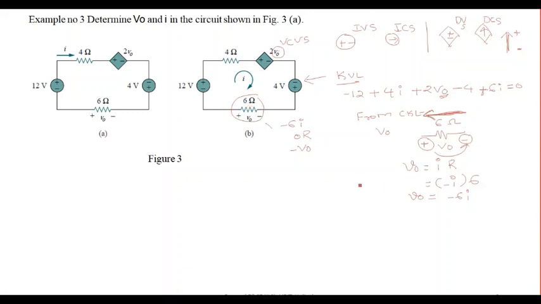So if you substitute and check, you will see that I value turns out to be minus 8 amps and V0 turns out to be 48 volts. Okay, so this is how it is done. So is that clear to everyone? So if you have any queries or questions to be asked, please ask.